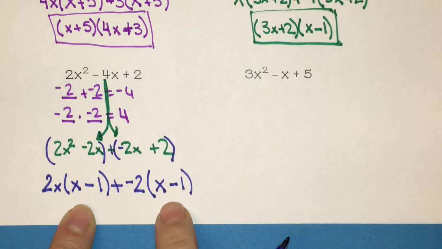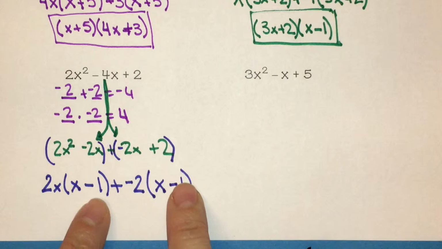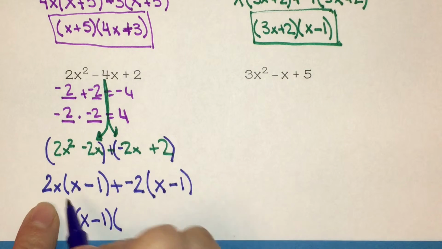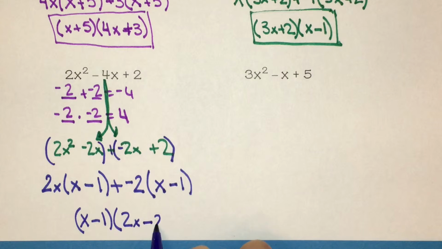So now it's the same thing in both parentheses, which is my greatest common factor. So factor out what they have in common. They both have an x minus 1. Multiply it by what's left over. We have a 2x plus negative 2 or minus 2.